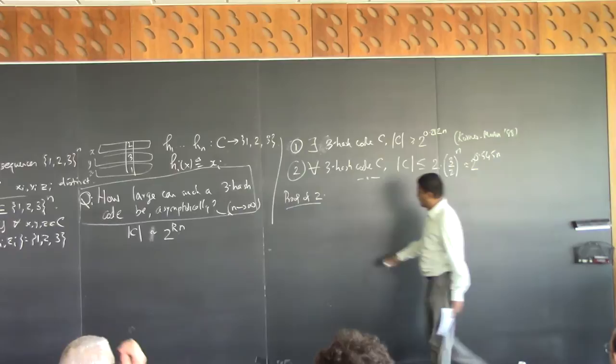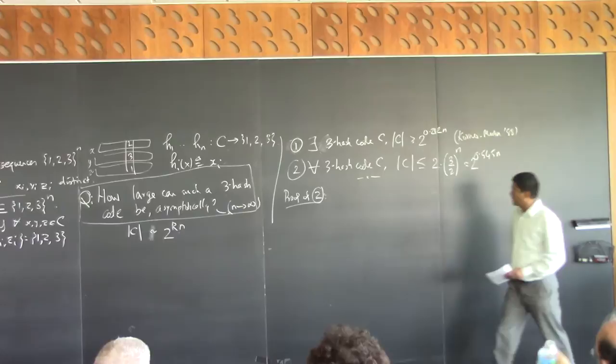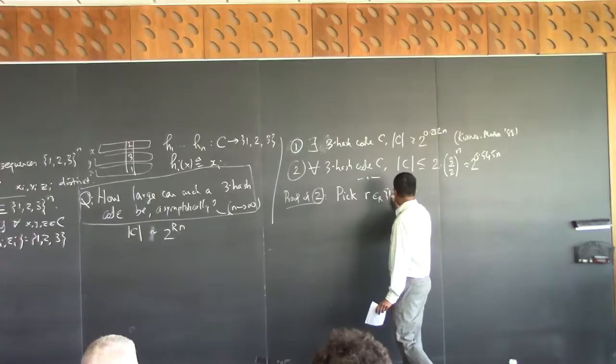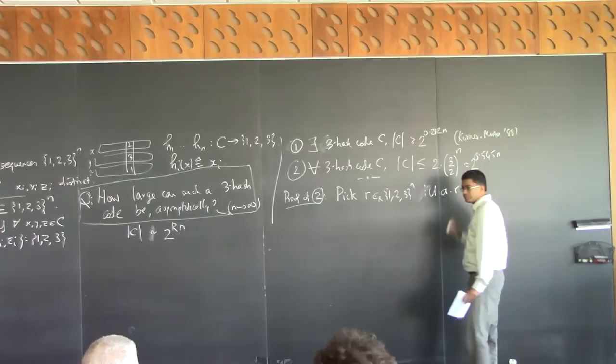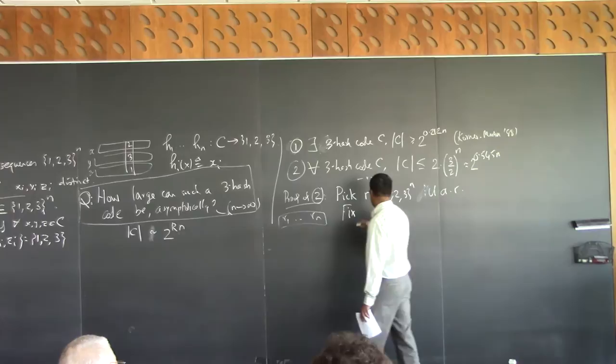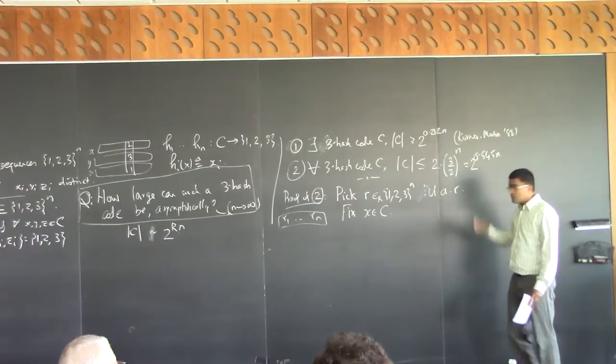So let's see how we're going to do this. OK. So again, it's a proof by the first moment method for those who know that terminology. So basically what I'm going to do is pick a random R, let's say uniformly at random. I'm going to take an R, R1 through Rn at random. Now let me fix some element X in C. C is an arbitrary 3 hash code. Take one of its elements.